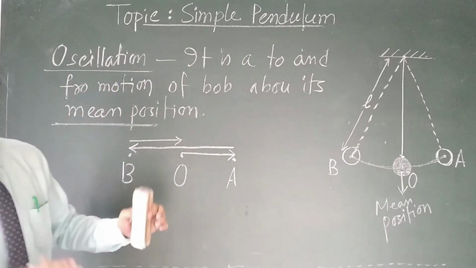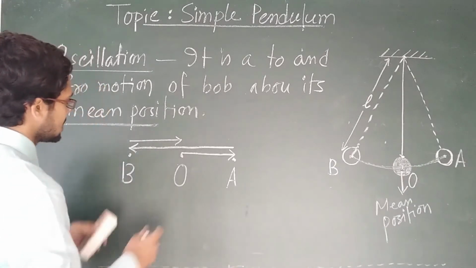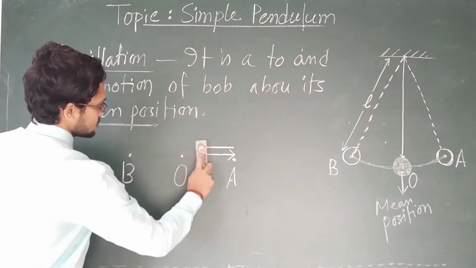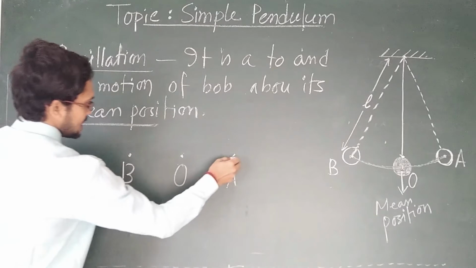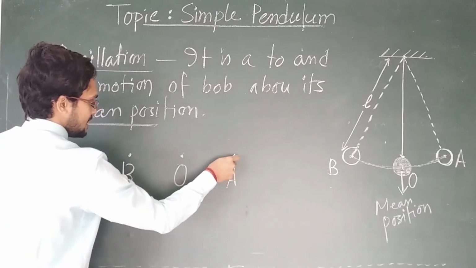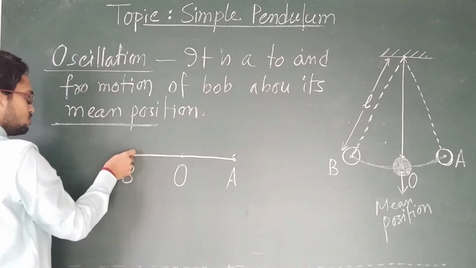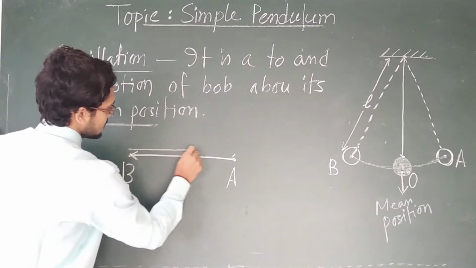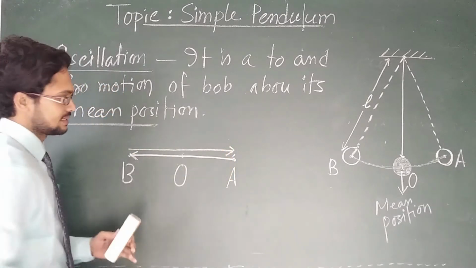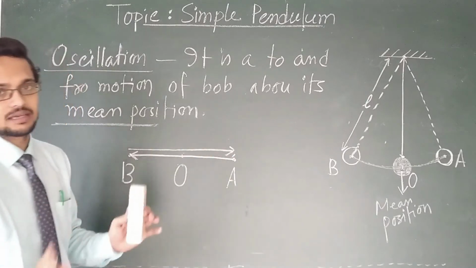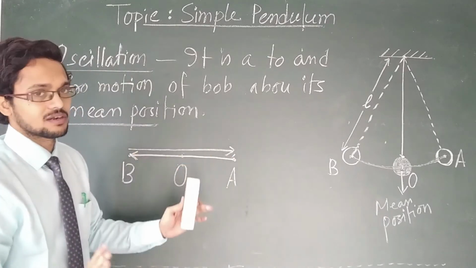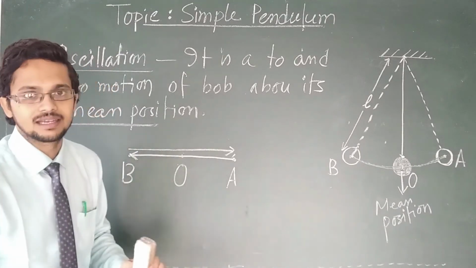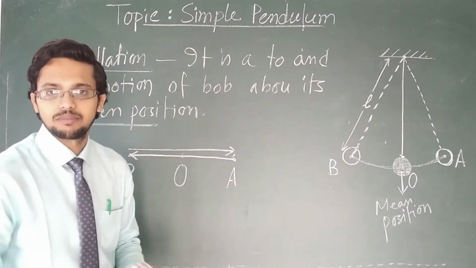You can start it from any point on its path. Suppose you want to start from A, one extreme point. So from A to O, then it will go to B, the other extreme point, then B again to A. This is one oscillation. It means the bob or simple pendulum has completed its one oscillation. Understand how to find one oscillation in a simple pendulum.